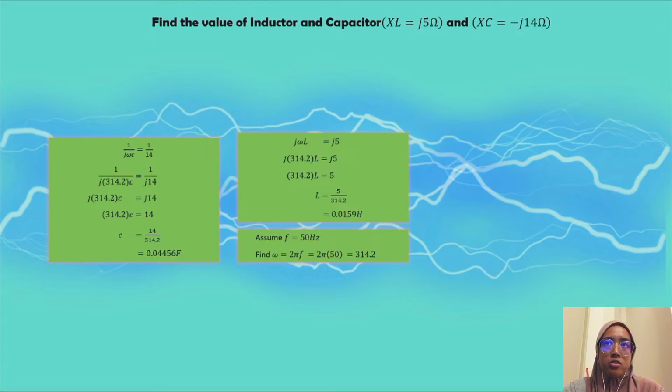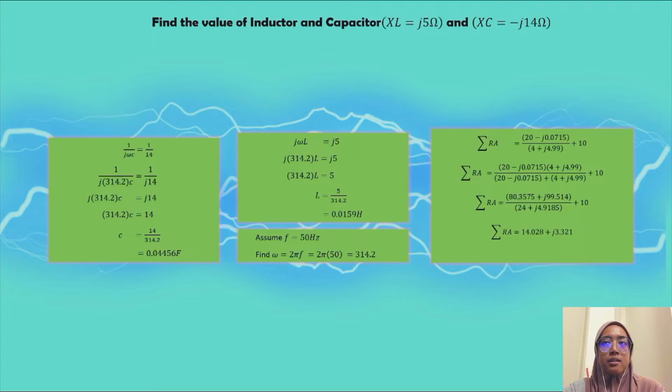Second, we need to find the inductor value using the j50 equal to j omega L formula. As usual, we replace omega with its value and solve for the inductor. We get the inductor equal to 0.0159 Henry, and the last one is to find the current source. We need to find the RA value first to get a simple circuit, and the formula used is RA equal to (20 minus j0.0715) multiplied by (4 plus j4.99) divided by (20 minus j0.0715 plus 4 plus j4.99), and we plus 10, and the last answer we have is 14.028 plus j3.321.